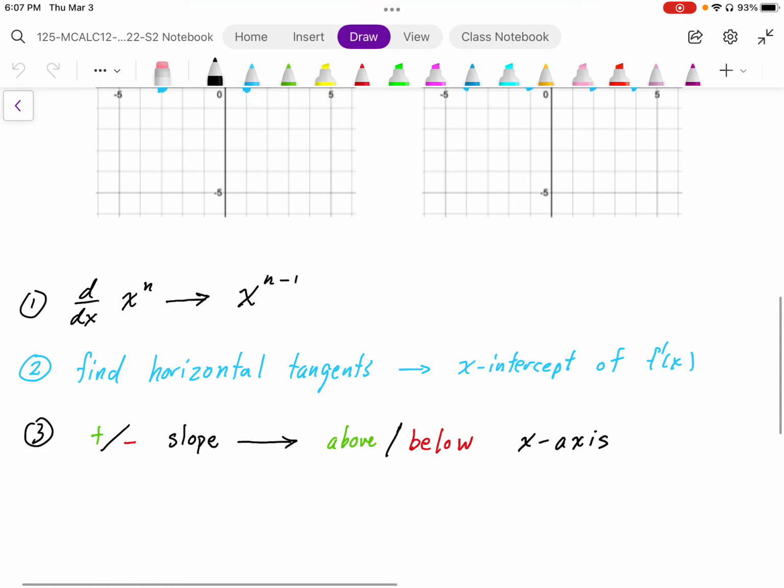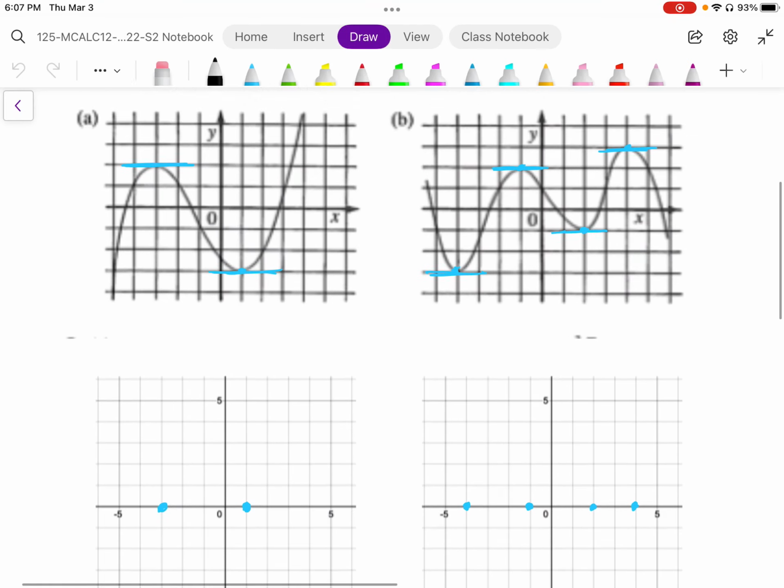on the derivative. So starting with the horizontal tangents, what I've done here in A is I've located the horizontal tangent at -3. So I put a 0 at -3. I've got a horizontal tangent at +1. So we have a 0 at +1. It is a cubic function, so we should expect the derivative function to look quadratic.